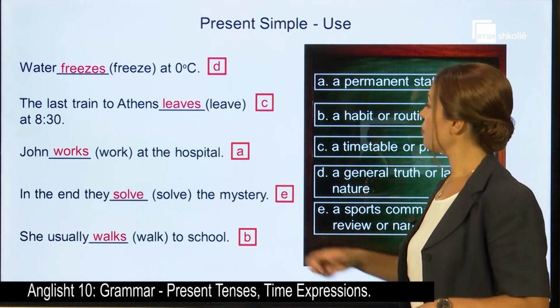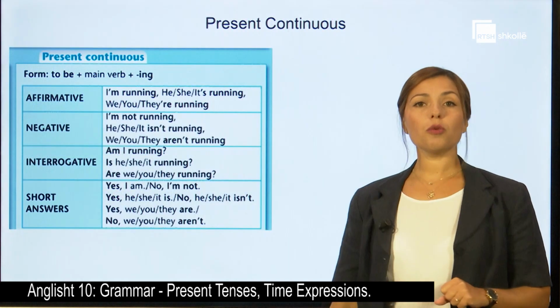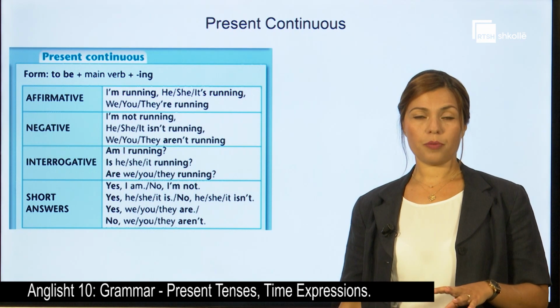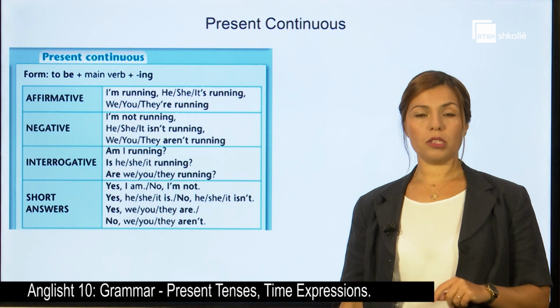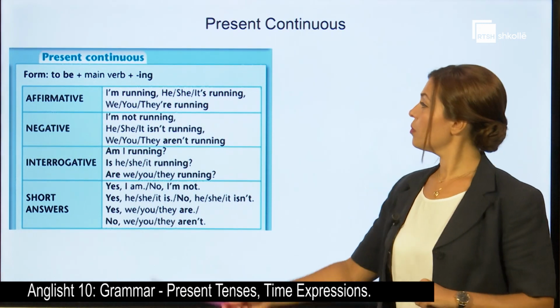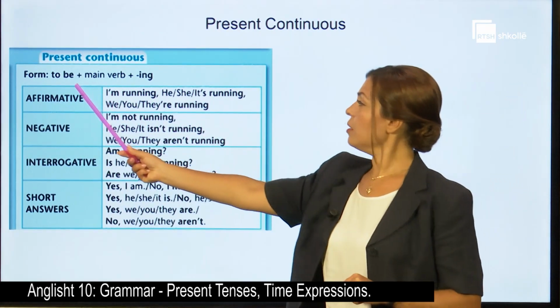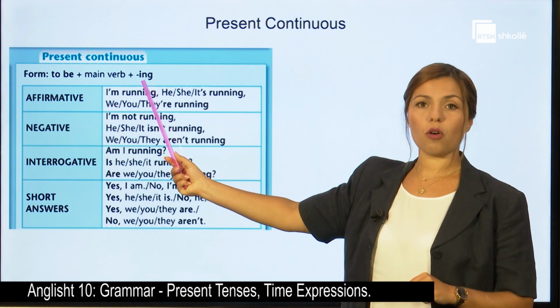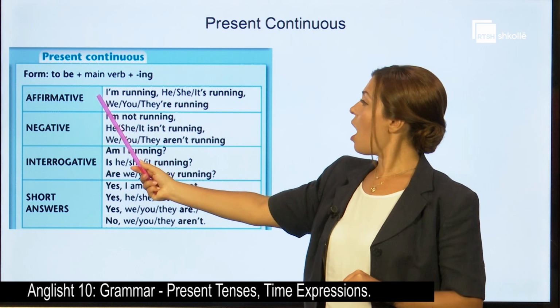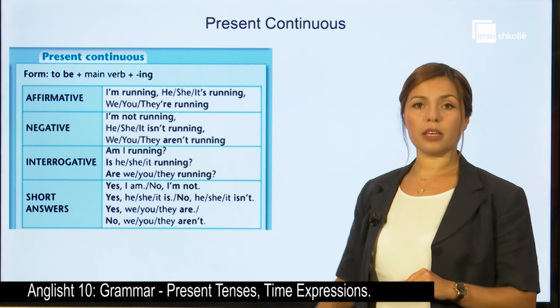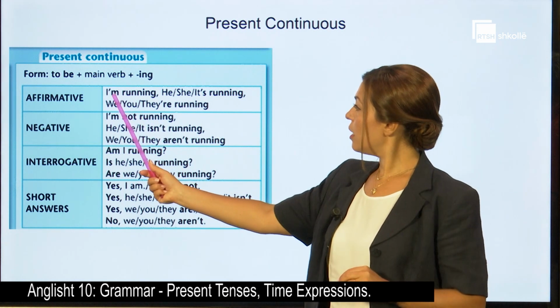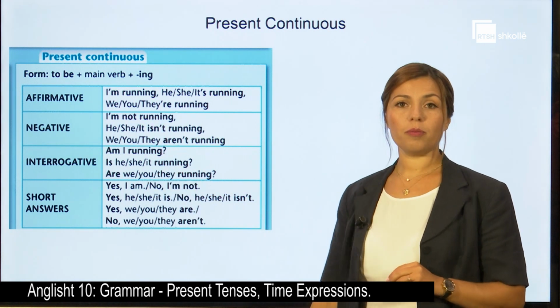All right. We finished with the present simple. Let's continue with the present continuous. How do we form the present continuous? We have the verb to be and our verb in ing form. So, I am running. I am, this is the verb to be, and the ing form.